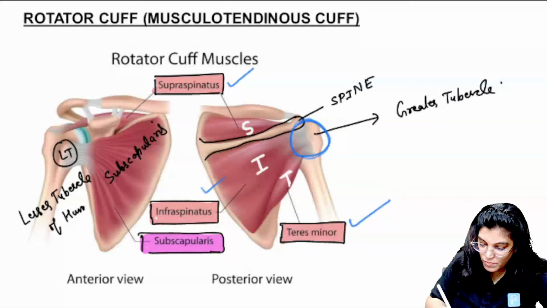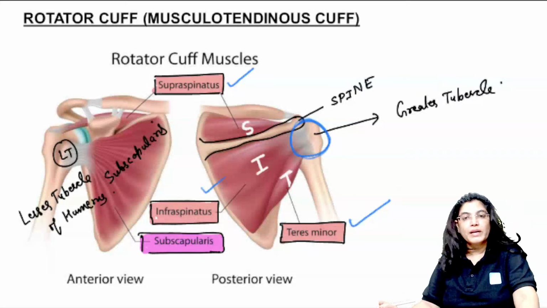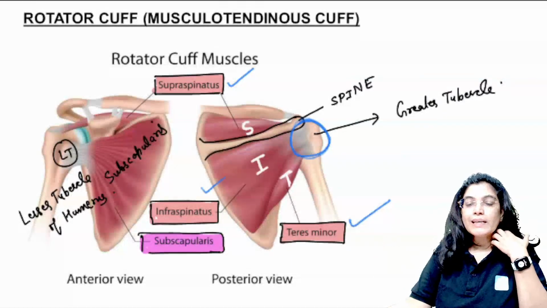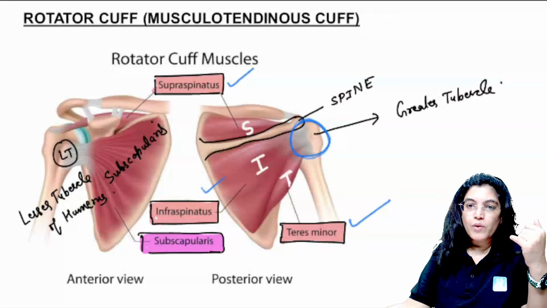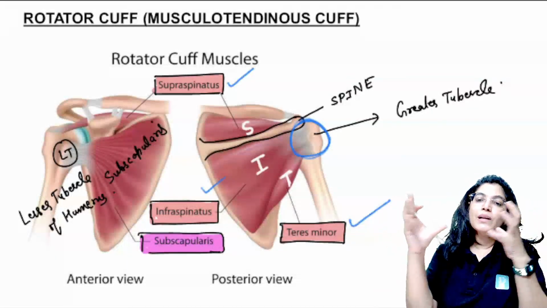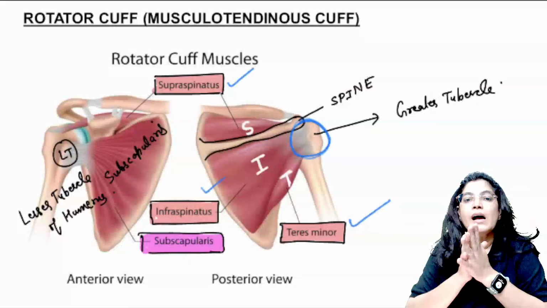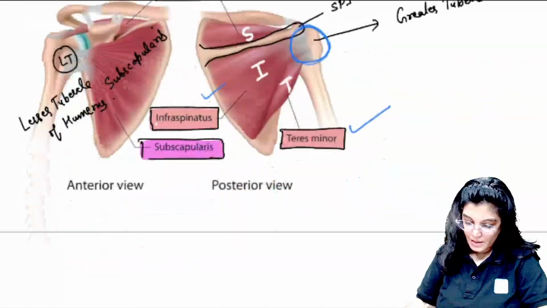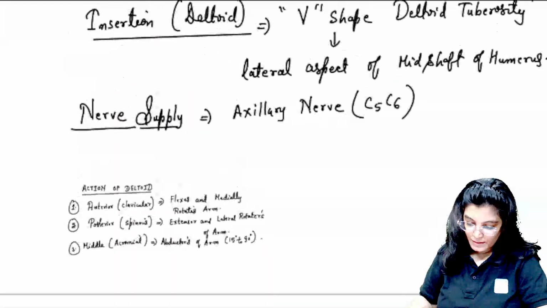These four muscles together are called the rotator cuff muscles, because, as we know, the glenoid fossa is shallow in comparison to the head of the humerus. These muscles will keep the head of the humerus medially and will increase the stability of the shoulder joint. So let's write about these muscles.